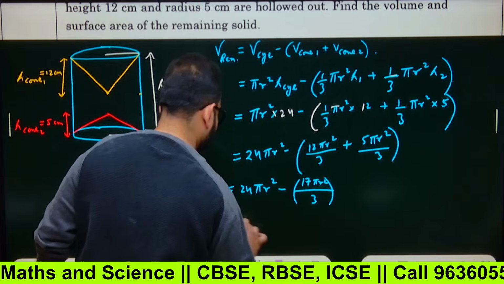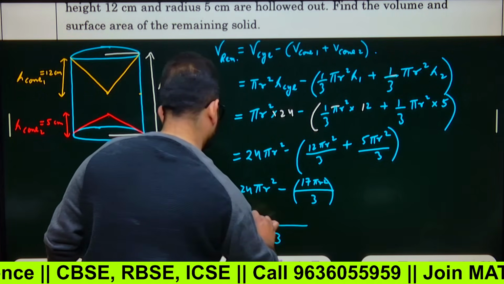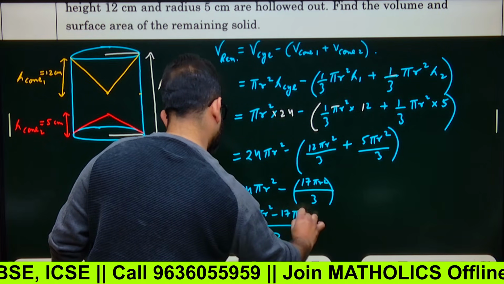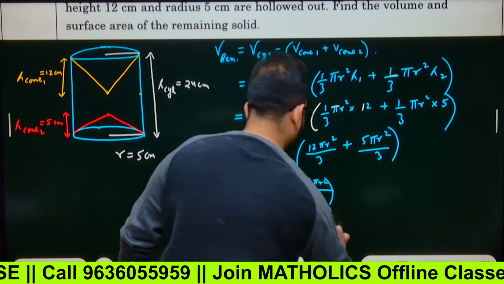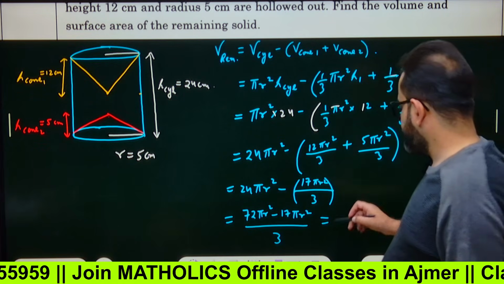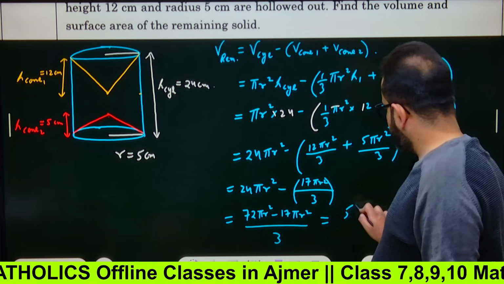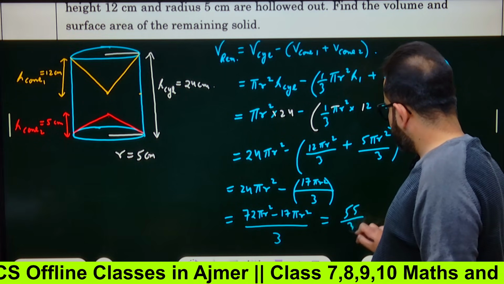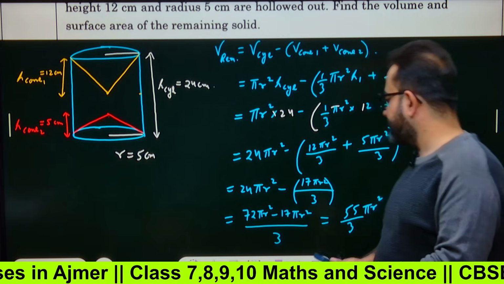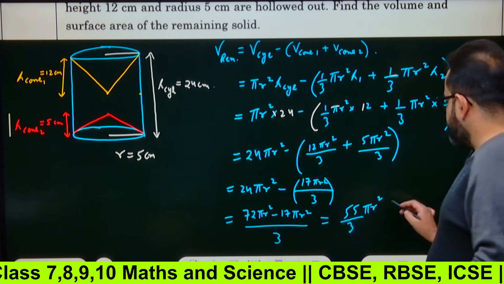These are different sessions. LCM is 3, so 24 into 3, it will be 72 pi r square minus 17 pi r square. So finally, what will you get? 72 minus 17 is what? It is 55. So it will be 55 by 3 pi r square.